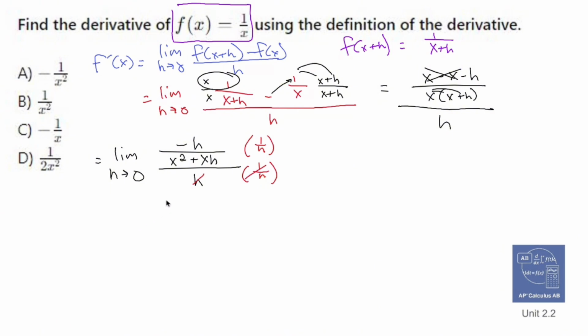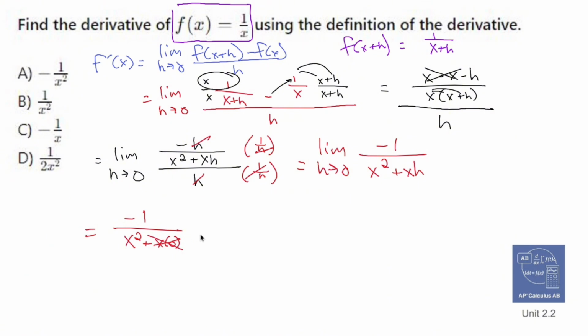And lo and behold, look what happens. That h and that h also cancel out. So that leaves me with the limit as h approaches 0 of negative times 1, which is negative 1, all over x squared plus xh. Now I'm okay to plug in 0. If I plug in 0, I end up with negative 1 over x squared plus x times 0, which makes that go away. So negative 1 over x squared is going to be my derivative.